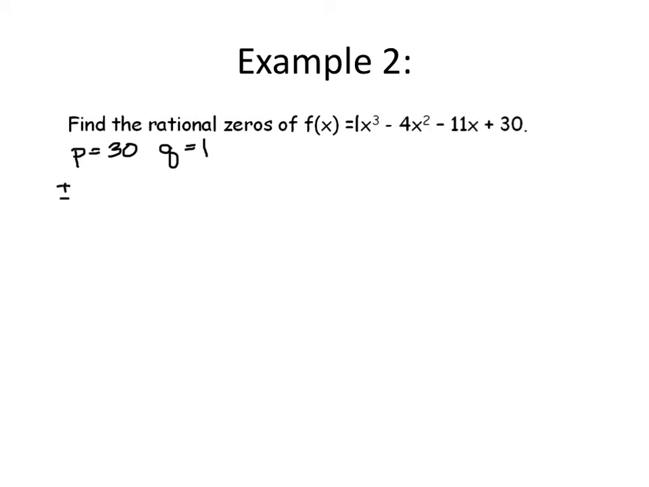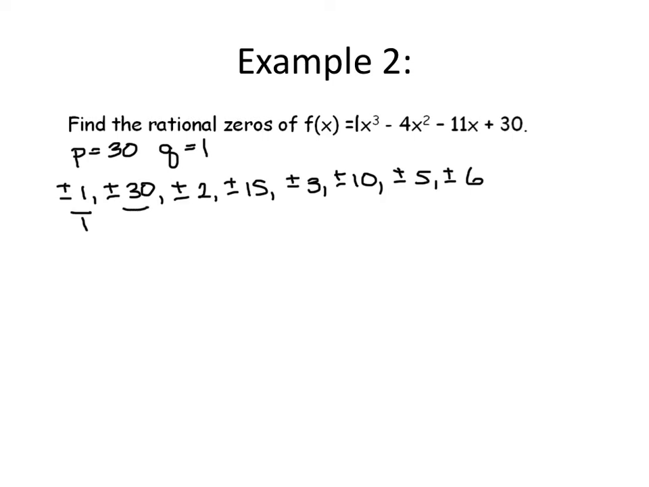So we have plus or minus 1, plus or minus 30, plus or minus 2, plus or minus 15, plus or minus 3, plus or minus 10, plus or minus 5, plus or minus 6. So you're just going through all the numbers that go into 30. And then we divide them all by the factors of Q, which are all 1.